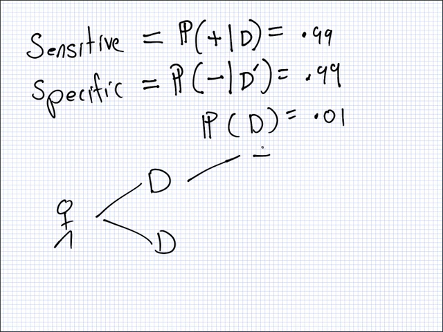And the test result comes back positive, or it could come back negative. Here it could come back positive, or here it could come back negative. If they have the disease, what's the chance the test will say they have the disease? 99. And the test saying, oh no, 0.01.